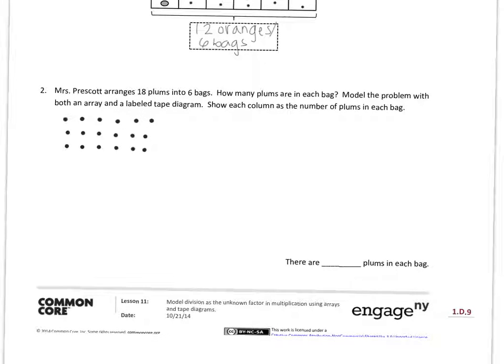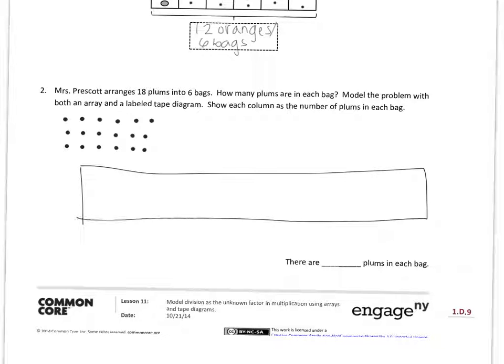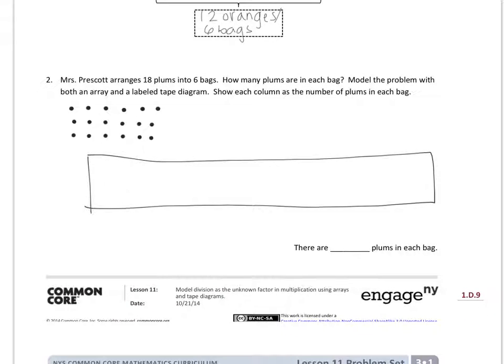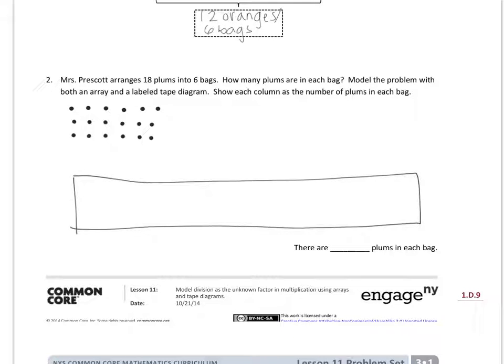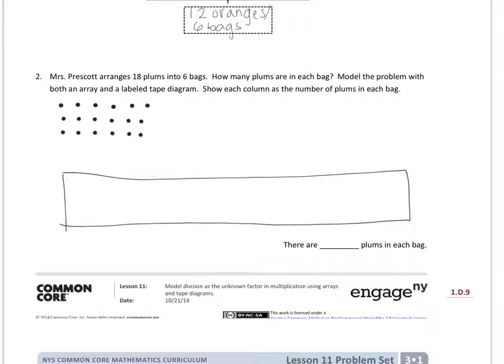So now I'm going to do my tape diagram. First step in a tape diagram is to draw my rectangle. And I like to make my rectangle pretty big so I can fit everything I need to. And then I'm going to kind of move it down a little bit because I didn't leave room for my top bracket.